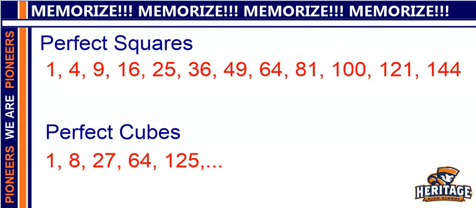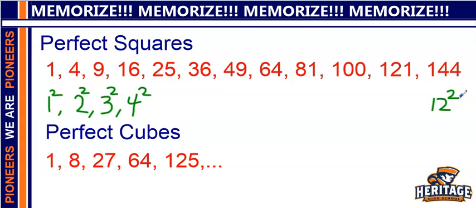But there's a trick to it. The perfect square is all it is: you start with the first counting number, which is 1, and then you just square it. So 1 squared is equal to 1. To get 4, you do 2 squared. The next one is 3 squared, 4 squared. So you just go up the counting numbers and you square them, and that's how you get your perfect squares all the way down to 12 squared to get 144.